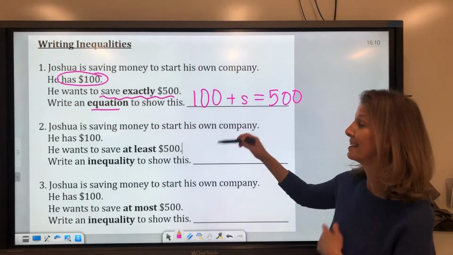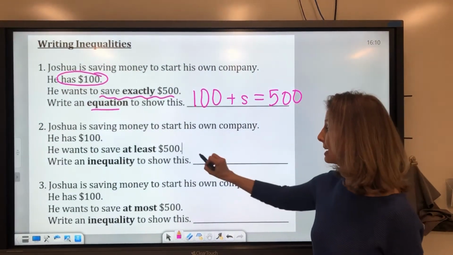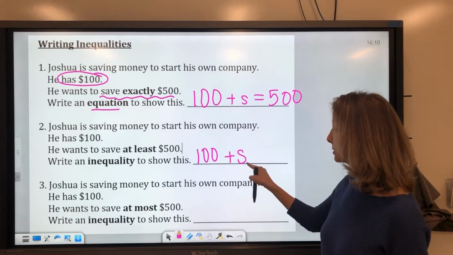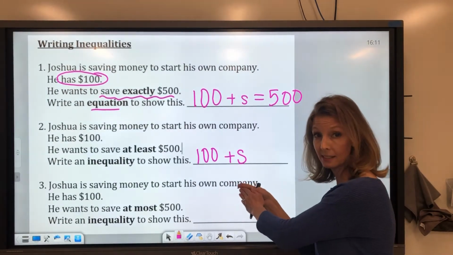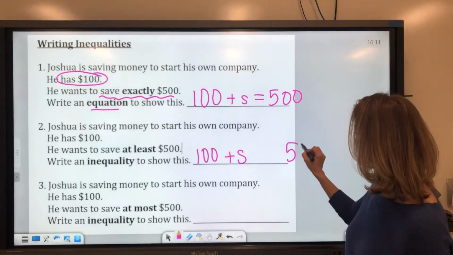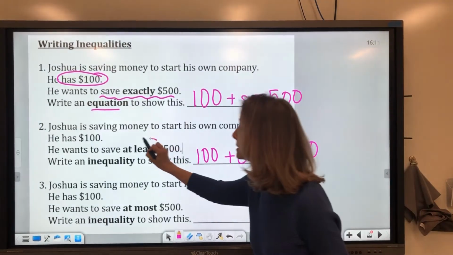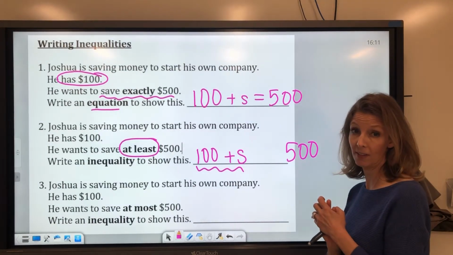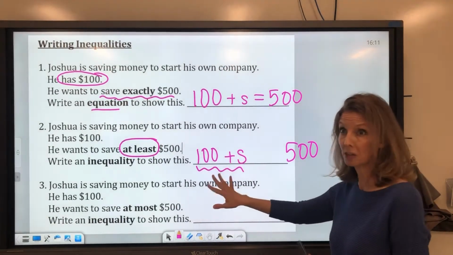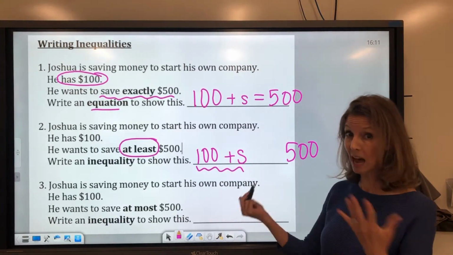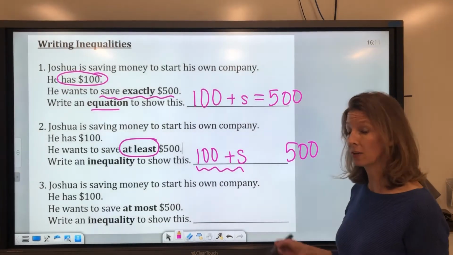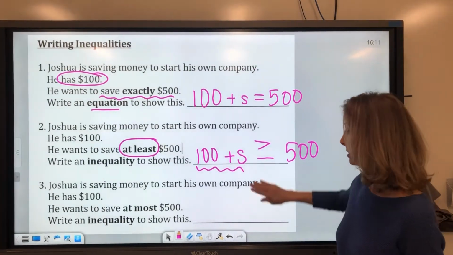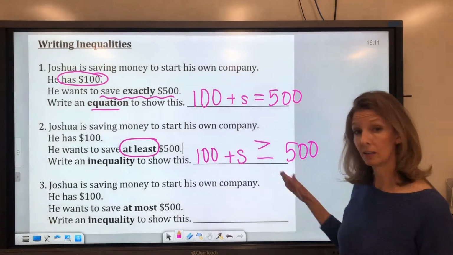Keeping that in mind, we're now going to start writing inequalities. Again, he's saving money to start his own company. He has the $100. We know he's going to need to save some more, so 100 plus whatever he still has to save. And here's our 500 on this side. Now, this time it says he wants this part right here to be at least $500. So altogether, this could be 600 or 700 or 1,000, right? But it has to be at least 500, meaning it could be equal to 500 or it could be greater than. So that would be our final inequality.